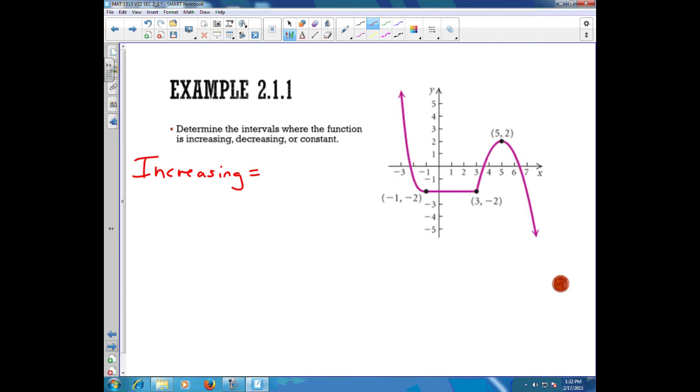We can start at x equals 3 and go to x equals 5, and along that interval, the function is going up as x goes up. So this graph is increasing along the interval from 3 to 5. Pay attention that this is not a point. These are x values. This is from x equals 3 to x equals 5. This is interval notation.